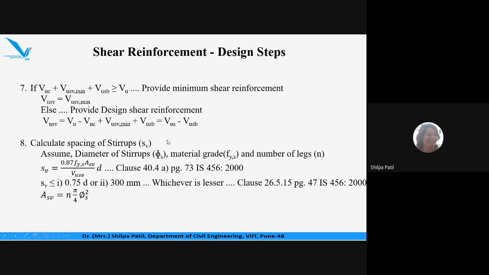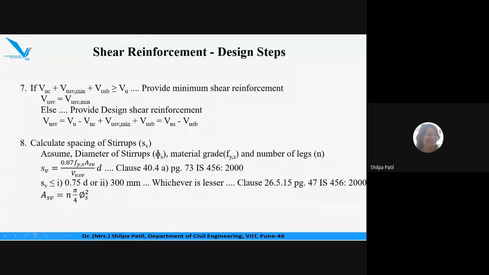And that design shear reinforcement is designed for the VUSV value. How is it calculated? The total shear force minus the addition of all these, that is VU minus, in a bracket, VUC minus VUSV minimum minus VUSB. Okay, so now for this we have to design the shear reinforcement. It means we have to decide how many vertical legs we have to provide, what is the material of the shear reinforcement, and what will be the diameter of the stirrups. It means we are designing actually the stirrups.